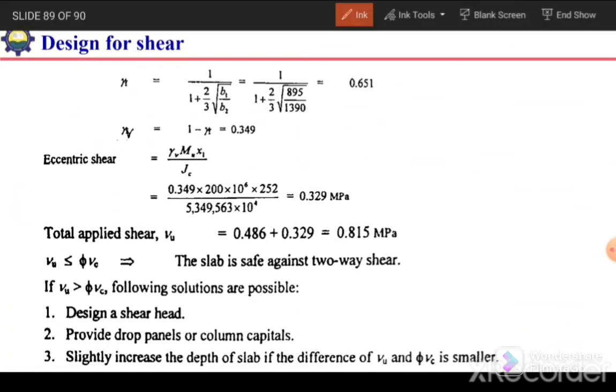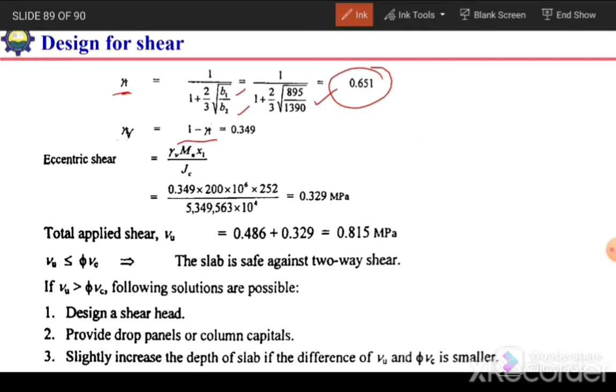Okay, next is to calculate gamma V. Gamma V is equal to 1 minus gamma F, and gamma F is given by 1 over 1 plus 2 by 3 square root of B1 over B2. B1 and B2 are again the dimensions of the critical section. We have already calculated them, just need to substitute over here. So gamma F is 0.651. It means 65.1% of the unbalanced moment will be transferred by direct flexure and the remaining 34.9% will be transferred by the eccentric shear.